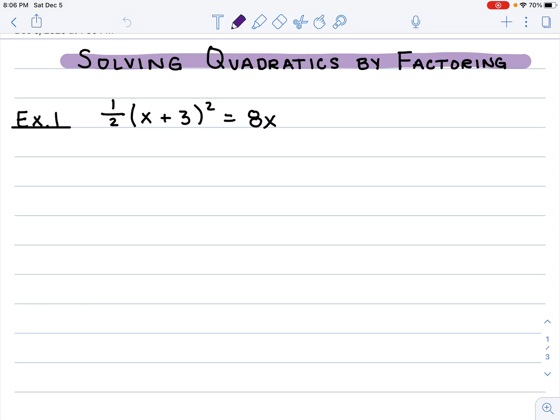Hi everyone, today we're going to be learning how to solve quadratics by factoring. So we've practiced solving quadratics by graphing. We also practiced our factoring skills. Now we're going to take that factoring one step further. We're actually going to start solving. So here's our first example.